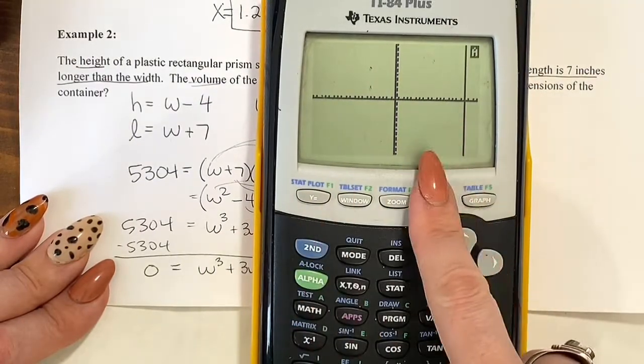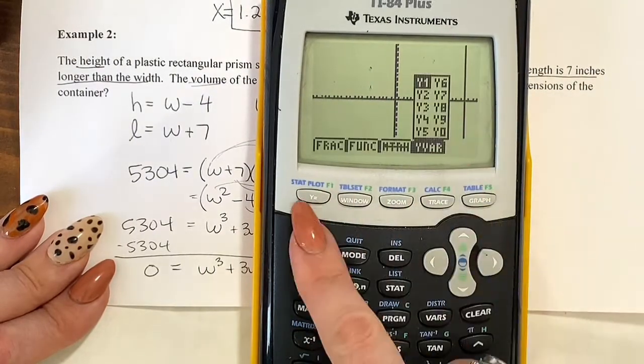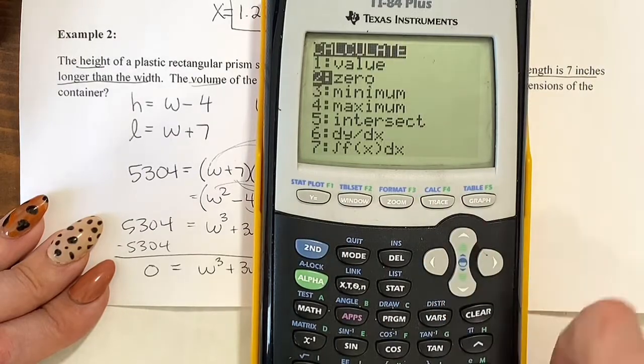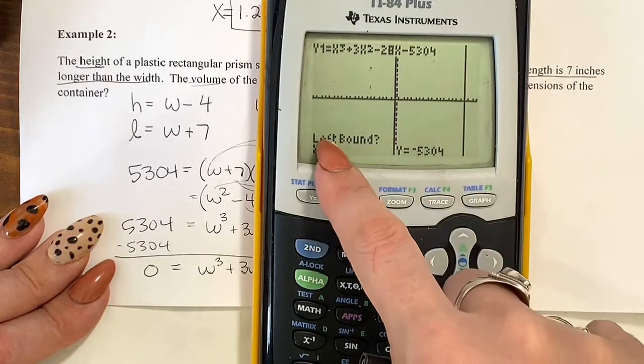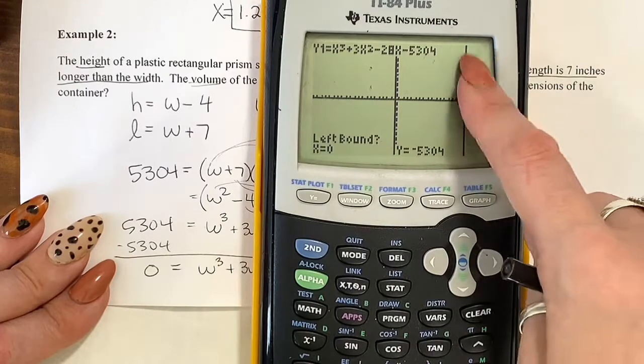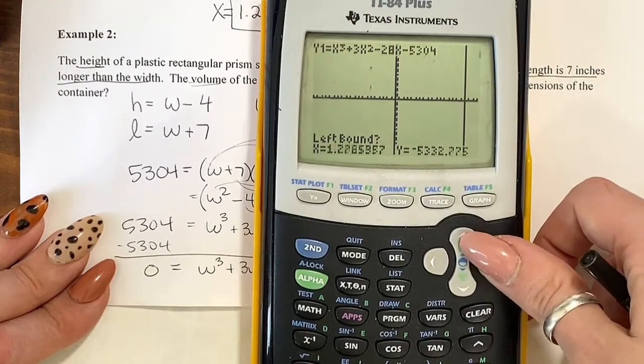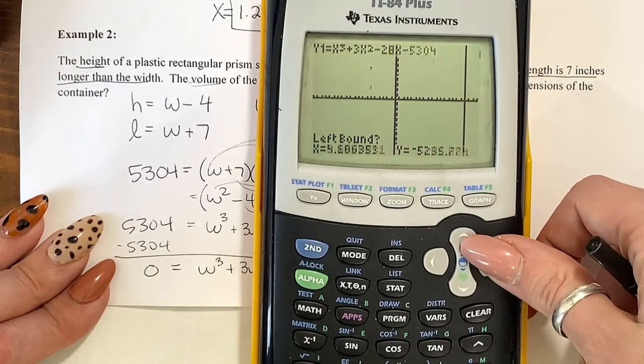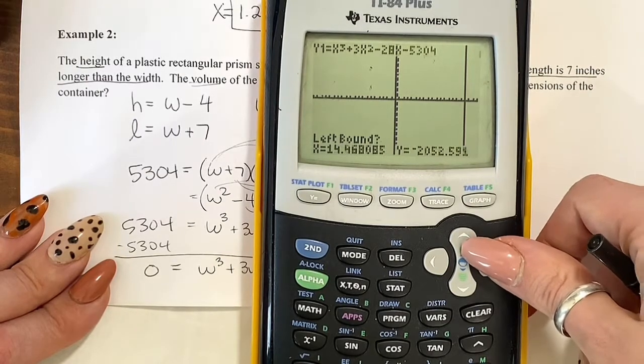So I'm thinking this one's probably the only answer that would work anyways. So we're going to go and get that 0. Oops, there's the wrong button. Go to second, calc, and then 0. And again, we're going to go left, right, and guess. This is a really straight line, so we might not be able to see our little dot for a minute.